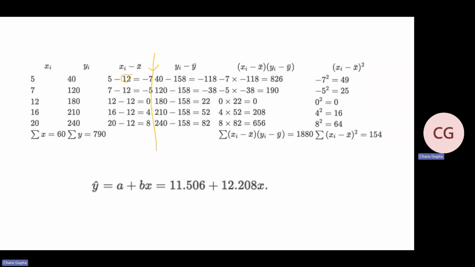Next, we have subtracted each value of y from the average, wherein we get minus 118, and then we have multiplied, right? You can see that we have multiplied the x and y, and we have also done the square, and these are the simple calculations that have been performed. You can note this calculation down, or you can take a snapshot of it, right? I'm giving you 5 minutes so that you can take the snapshot of it.